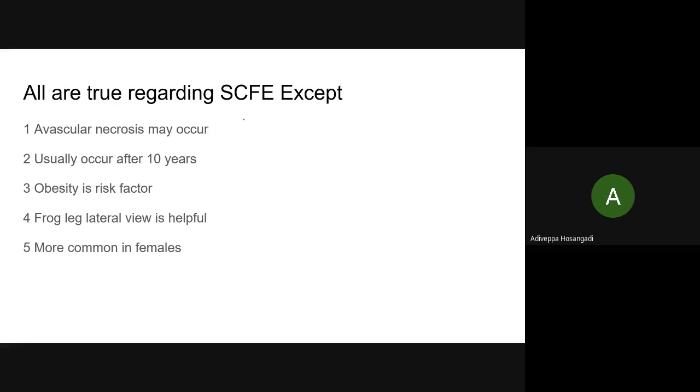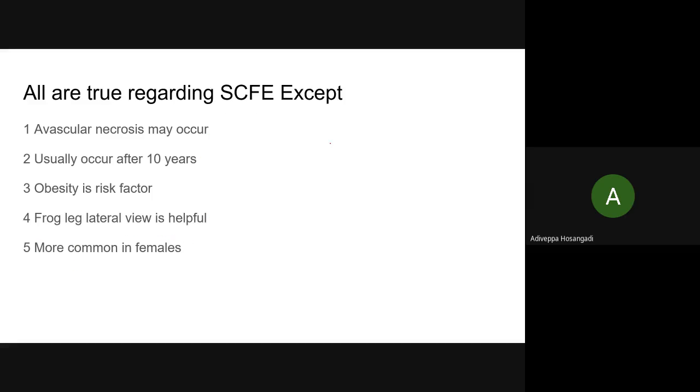So all are true regarding slipped capital femoral epiphysis. Avascular necrosis may occur, usually after 10 years, yes. Obesity is a risk factor, yes. Frog leg lateral view is helpful, yes. More common in females. So the answer is more common in females.